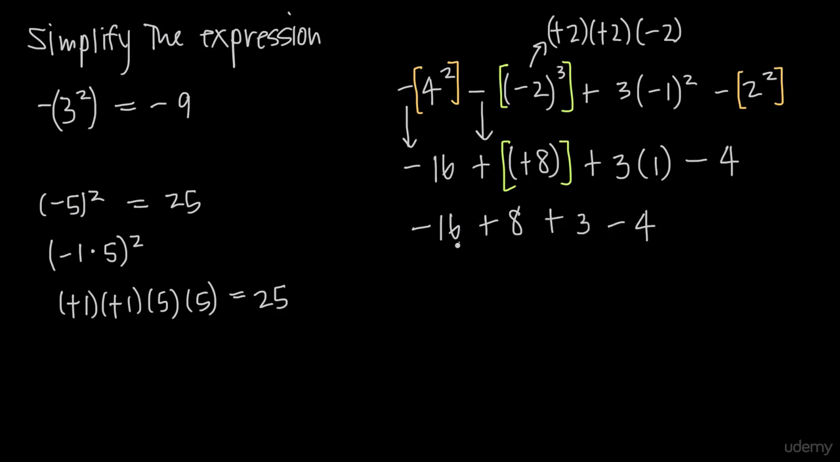Now, if we want to, we can go straight left to right, or we can add all of our positive numbers together. We have positive 8 and positive 3. That's going to give us positive 11. And then our negative numbers. We have a negative 16 and a negative 4, which is going to give us a negative 20. Our negative number is greater than our positive number, so we know we're going to end up with a negative answer. 11 minus 20 is going to give us a negative 9.